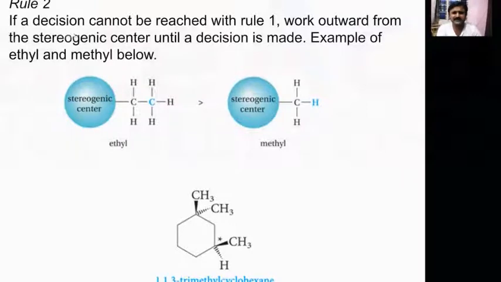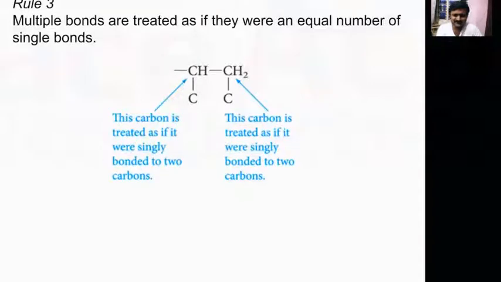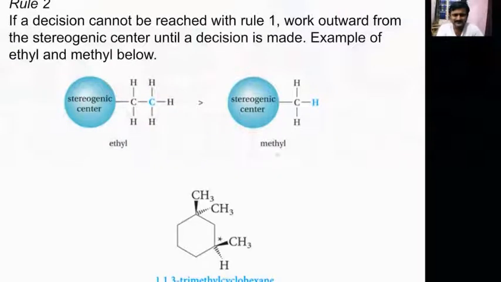Second rule, what is this? If a decision cannot be reached with rule number 1, then work outward from the stereogenic center until a decision is made. See here, for example, ethyl and methyl groups are there in this. We have a stereogenic center, this one carbon, that is the blue colored carbon. And around that, here is shown ethyl, and here we have methyl.